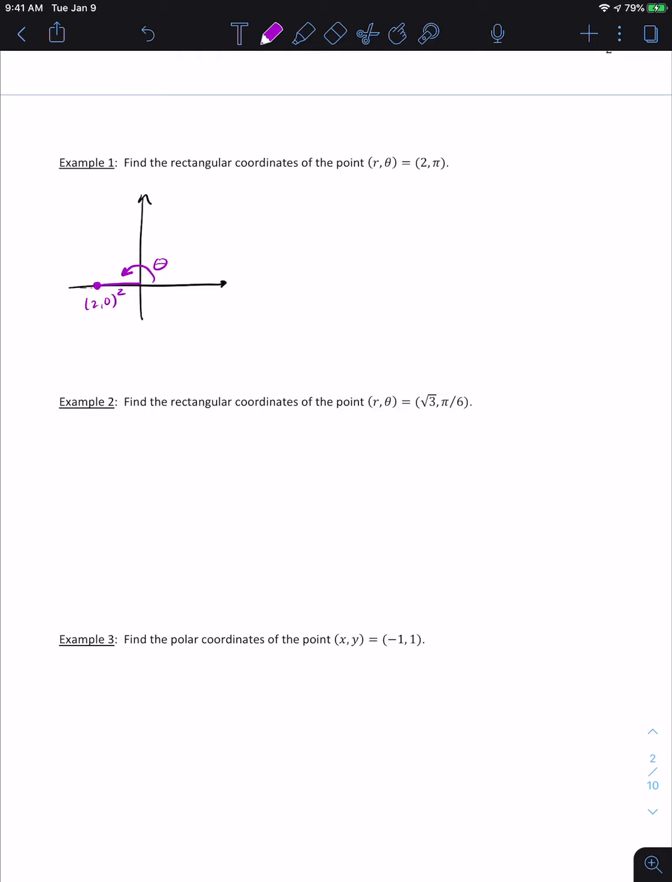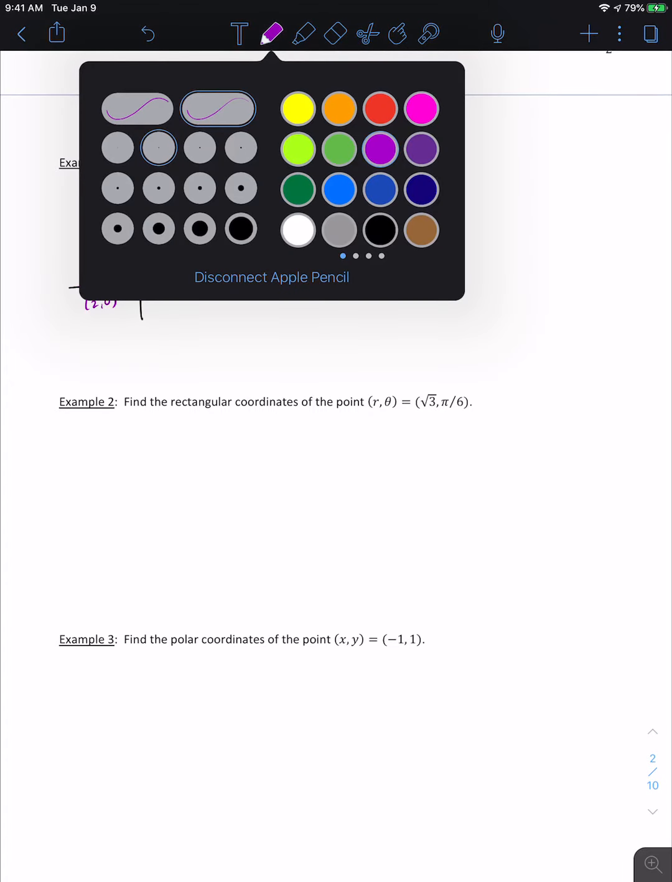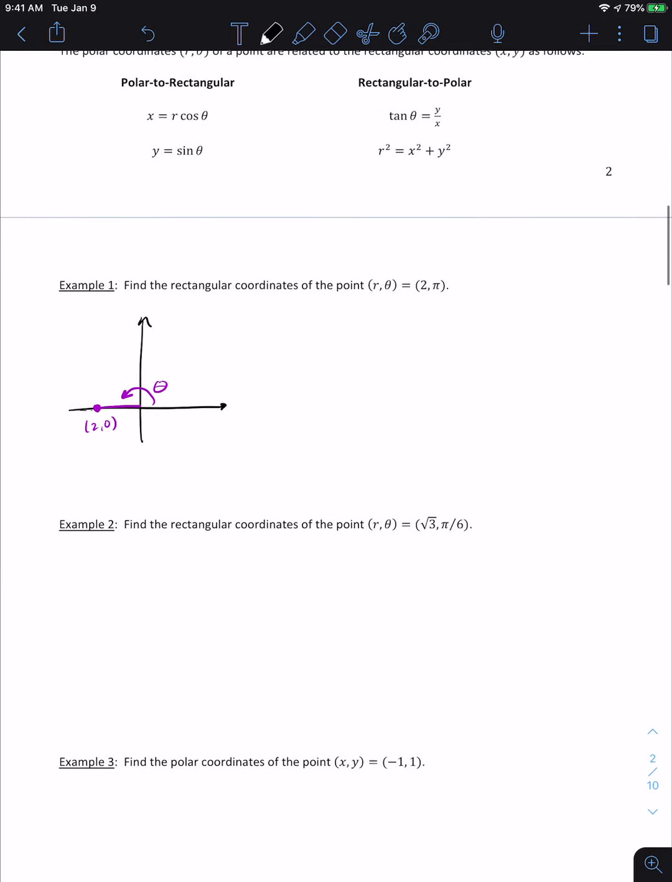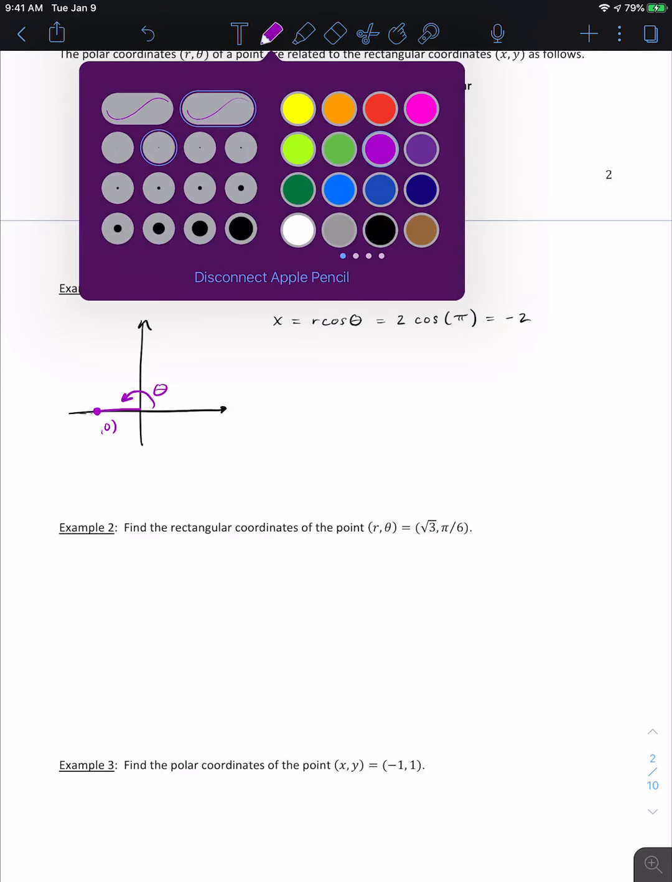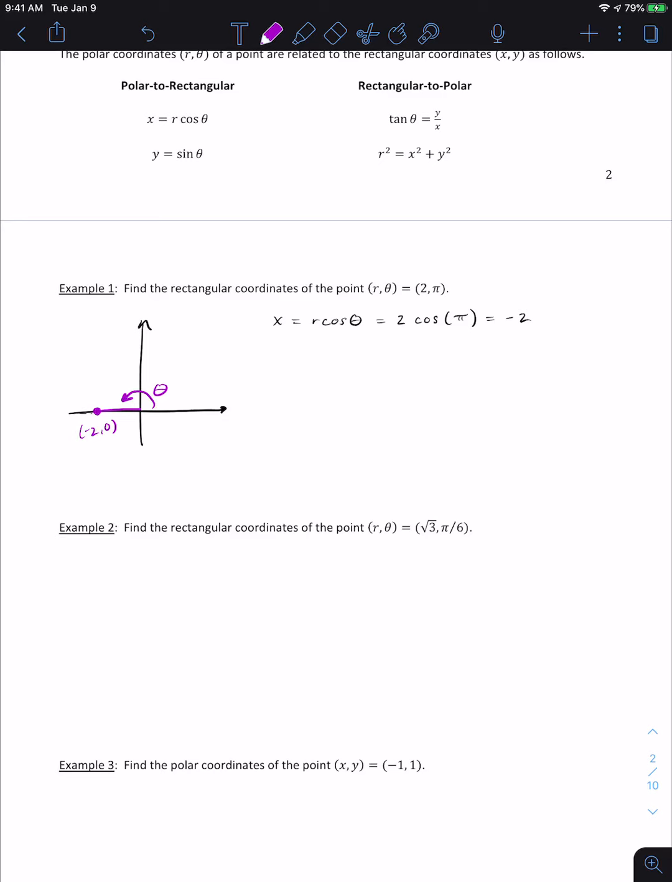But let's prove that. How are we going to prove that? We know r and theta. So if I want to find x, x is equal to r cosine of theta. So again, what is r? r is 2, and then we do cosine of pi. What's cosine of pi? Cosine of pi is -1, so this is -2. Oops, I should put -2 there. Because if I were going to do this in the rectangular coordinate system, I get (-2, 0).